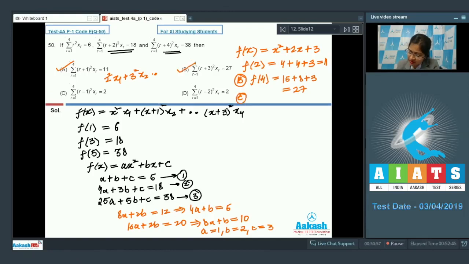Now, in option number C, it has been asked 0 square into x1 plus 1 square into x2 and so on. That is, we have to find f of 0. That will be equal to 0 plus 0 plus 3, that is 3. But here it is given 2. So this is incorrect. In option number D, we have to find similarly f of minus 1. That will be equal to 1 minus 2 plus 3. So the value is equal to 2. So we can say that option number D is also the correct answer.